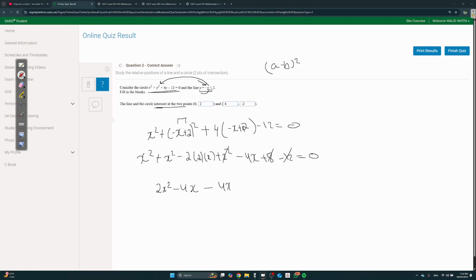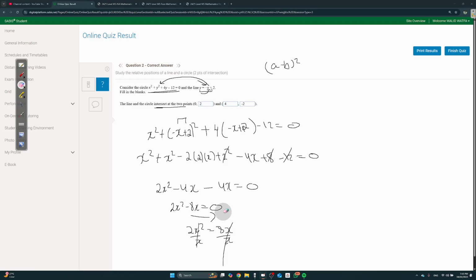And then you have minus 4x is equal to 0. So you get 2x squared minus 8x is equal to 0. Now, what do people do? They take this, they get this, and then divide by x on both sides. If you do this, and this isn't the first time I've mentioned it on my channel, this is completely wrong.